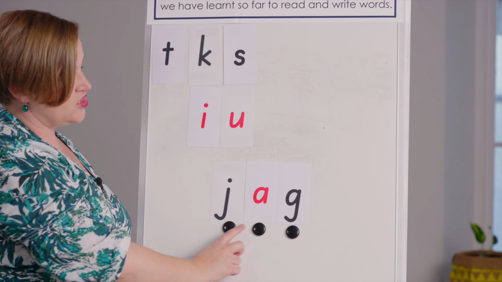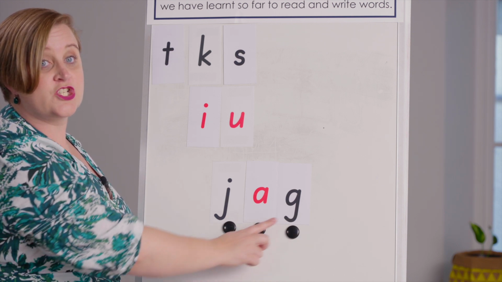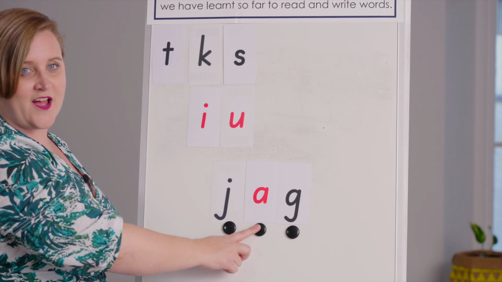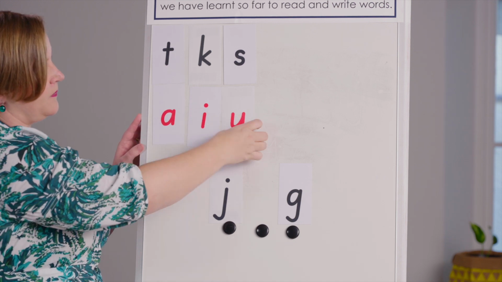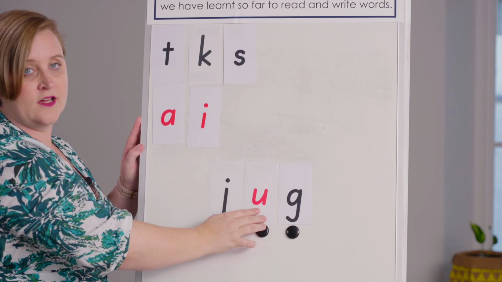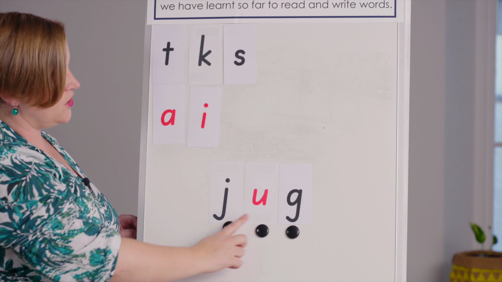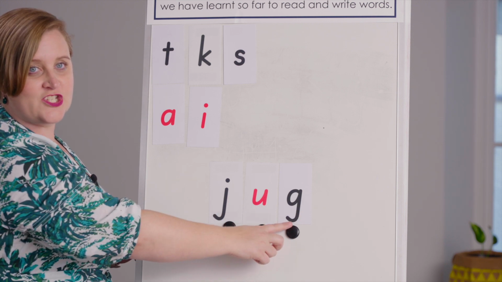Listen again. Jag to jug. That's right, it's the one in the middle. It's our vowel sound. Swap out the at, and we need u. Let's read this word. J-u-g, jug.